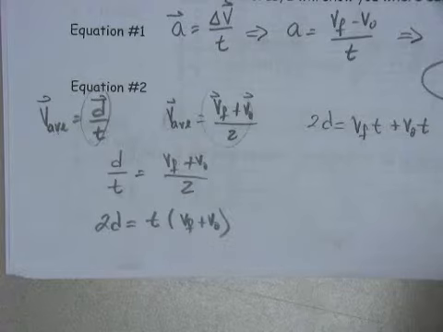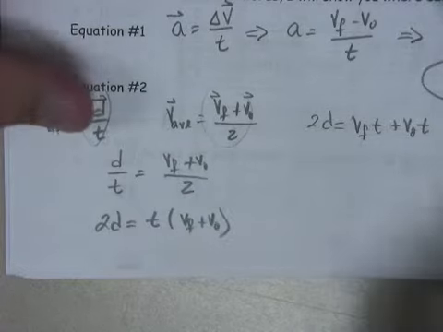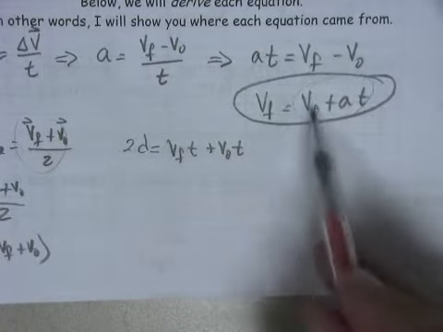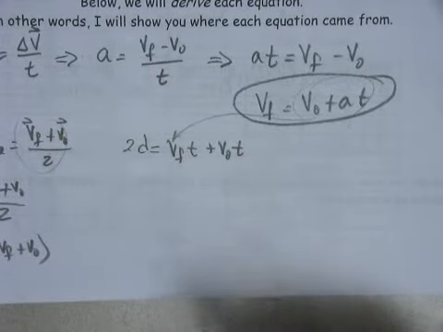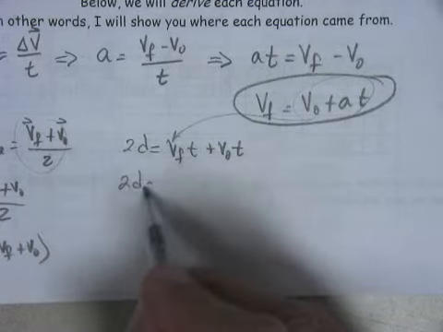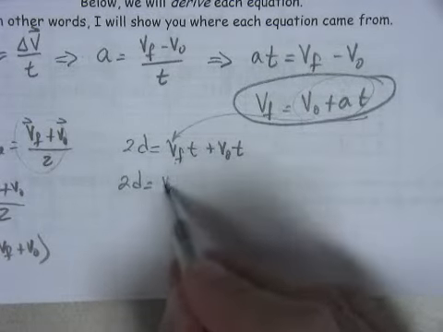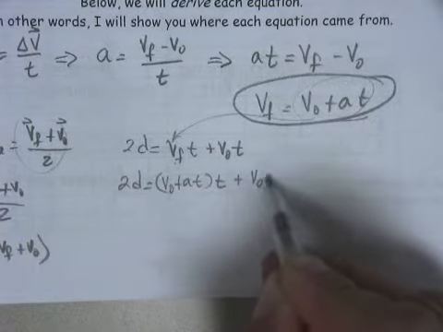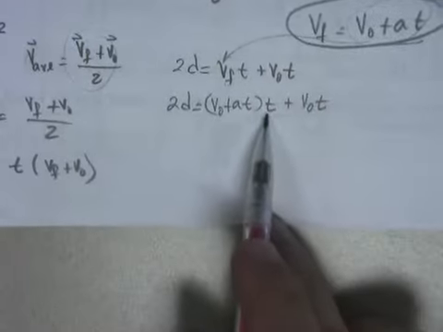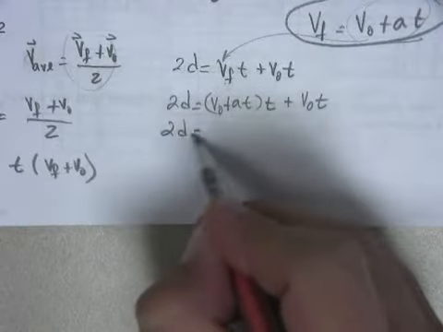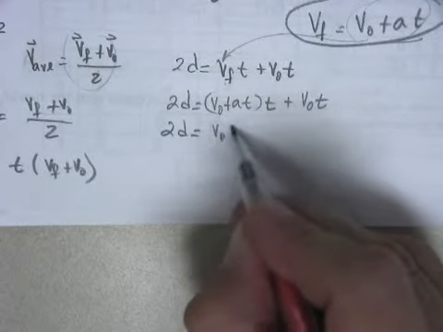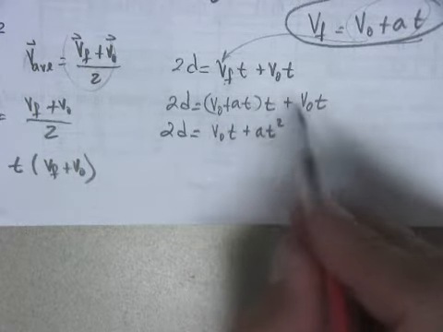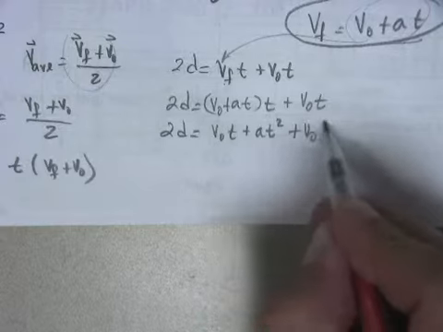All right, and then we're going to do a substitution. I'm going to reach back up into my equation that I had earlier, this guy, and I'm going to substitute this guy right there. So 2d stays the same. Instead of writing vf, I'm going to write this. Since there's 2 terms, I need to put a parenthesis on it. There it is. Distribute the t. So 2d is equal to, distribute through, vot plus at squared, because t times t is t squared, and plus vot.